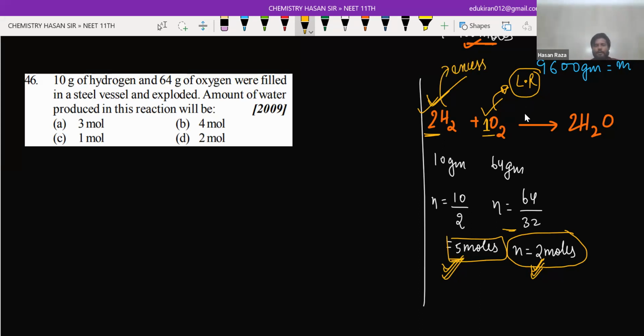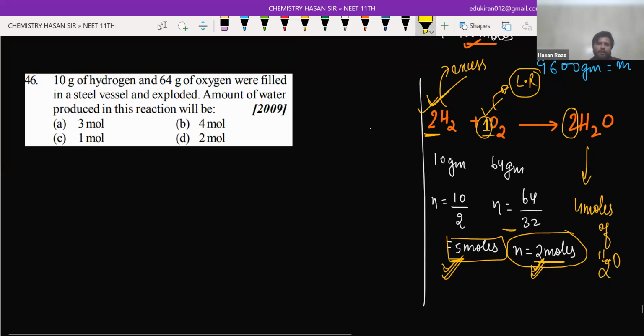When you get the limiting reagent, the product will be on the basis of the limiting reagent. So 1 mole of this will give 2 moles of this, and actually we have 2 moles of this. So we will get 4 moles of H2O. Is that clear, Martin? Yes, sir. So the answer will be 4 mole.